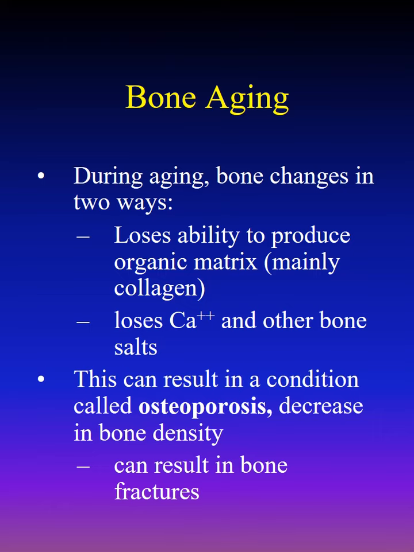We also tend to lose calcium within bone and other minerals, which is termed demineralization, again resulting in thinner and weaker bones due to insufficient ossification. This is termed osteopenia. And as we all age, we become osteopenic because of this reduction in bone mass.